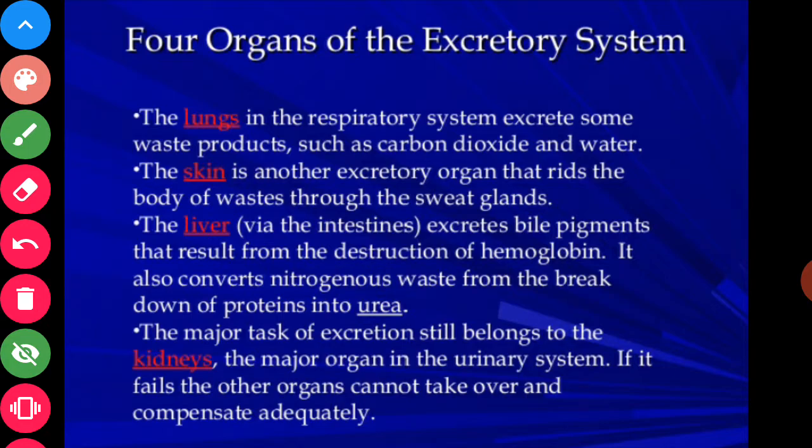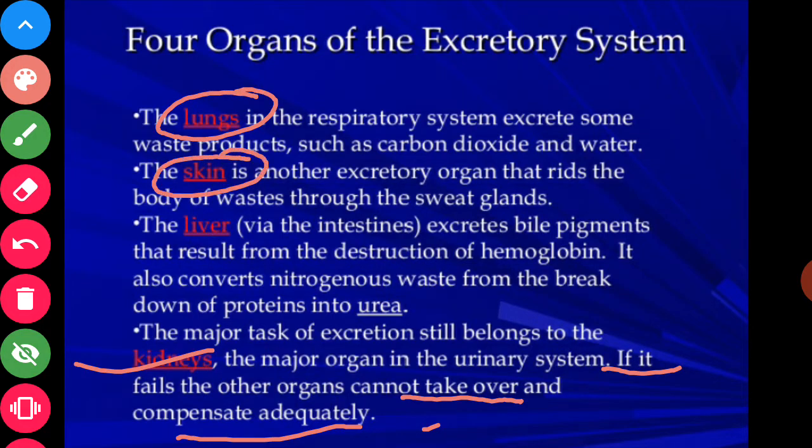The major task of excretion still belongs to the kidneys, the major organ in the urinary system. If the kidney fails to function, the other organs cannot take over and compensate adequately. These are the major four organs of the excretory system: lungs, skin, liver, and kidneys. All four play an important role in the excretion of waste substances.